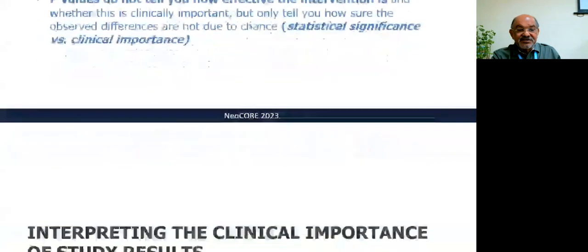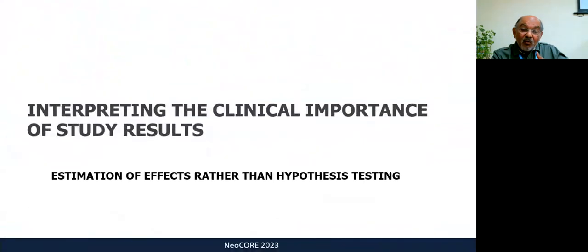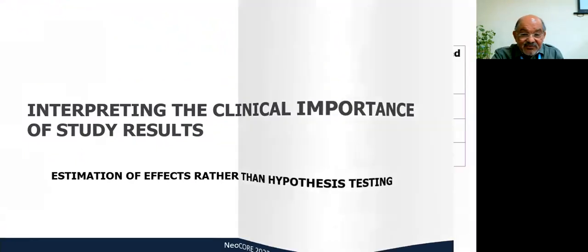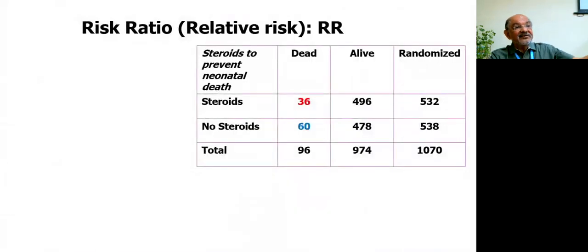Okay, so what's the alternative? So we have to study what are the effects of treatment rather than test a hypothesis. What are the actual effects? Which is where you come to the usual thing called a relative risk. Right? And the best way I can explain a relative risk is to understand what risk means here. So what is the risk of death in neonates whose mothers were given steroids?